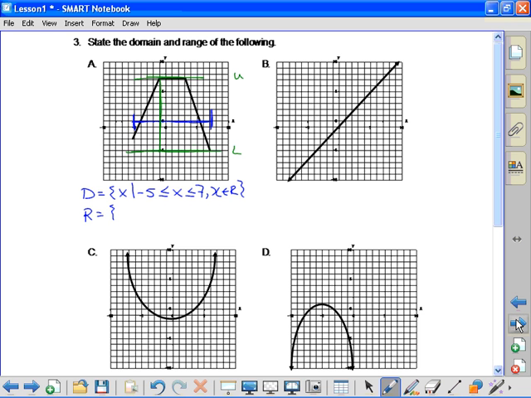So same process, except I'm looking at the y-axis. Looks like -5 is less than or equal to y, and it looks like it goes up to +7. Less than or equal to 7. Y is an element of real.